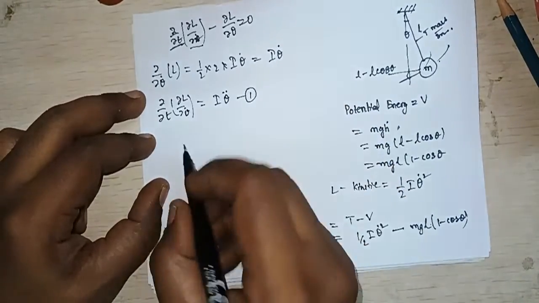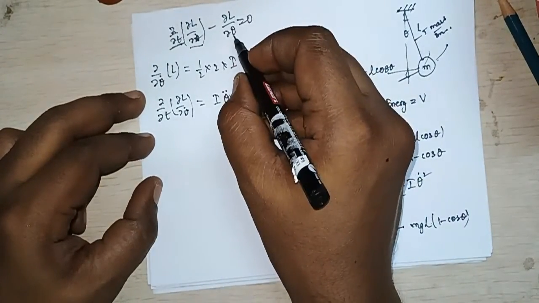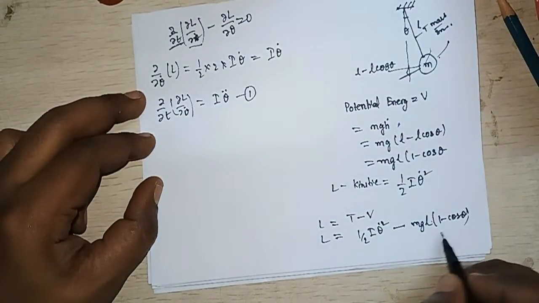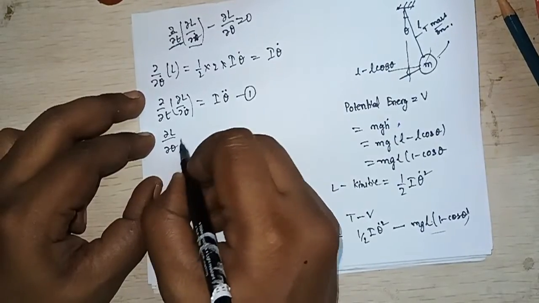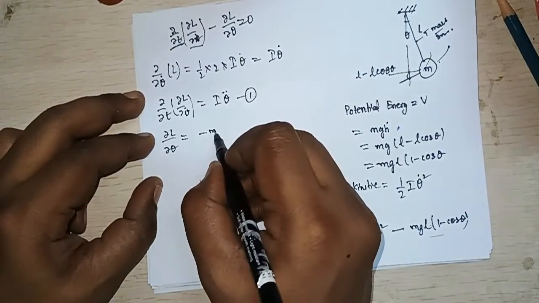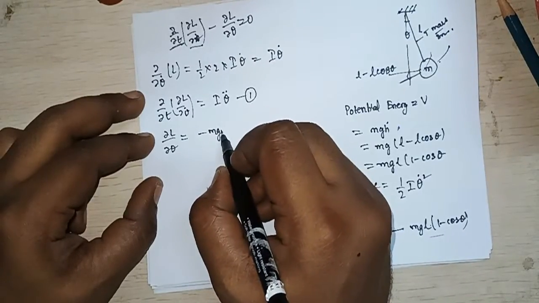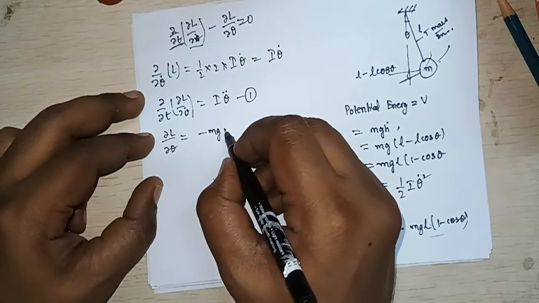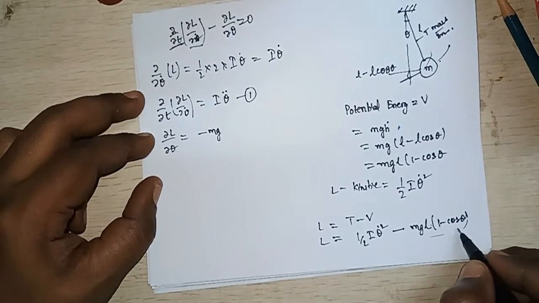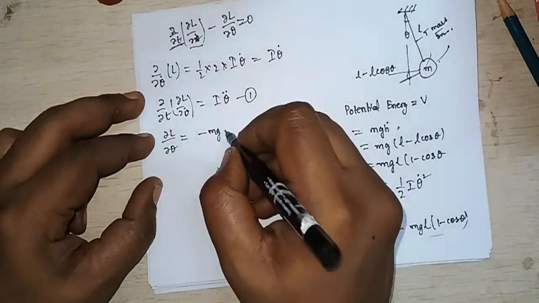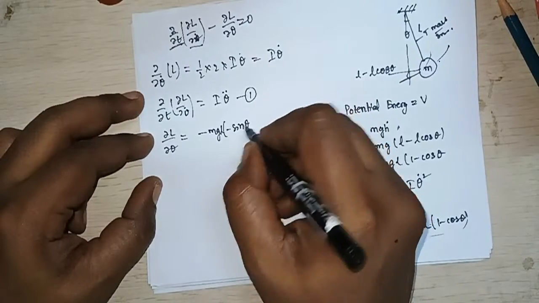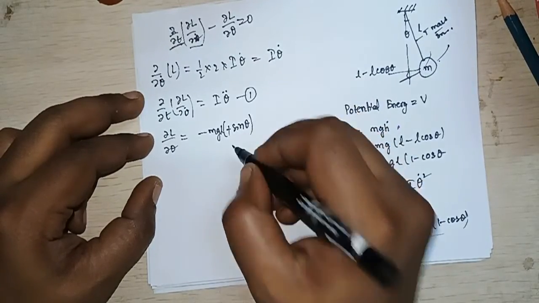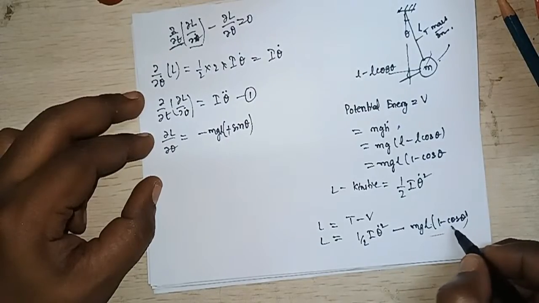This is 1. And see this, differentiating with respect to theta, what we get over here is dL by d theta is equal to minus mgL. D by d theta of cos theta is what? D by d theta of cos theta is minus sin theta, so minus mgL into minus sin theta. So this will become plus over here, because this becomes minus over here.